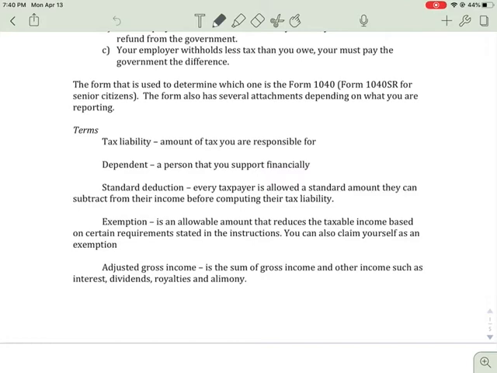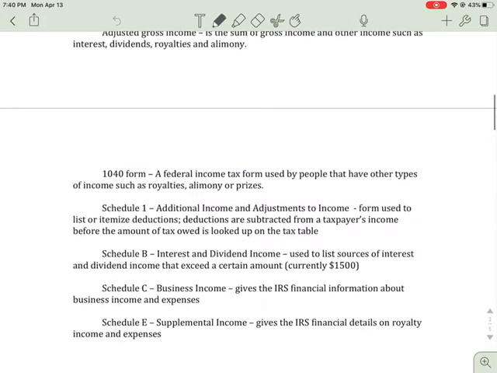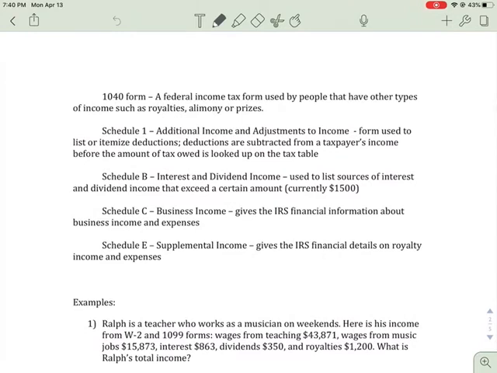An exemption is the amount that reduces your taxable income based on certain requirements in the instructions of the 1040 form. And sometimes you're going to be able to claim yourself as an exemption. Now, adjusted gross income is the sum of all of your income plus other incomes and subtracted some things out of it. So you're adjusting what you said in your W-2 form. Okay. Now, the form itself is called a 1040 form, and this is the form that we're going to use.